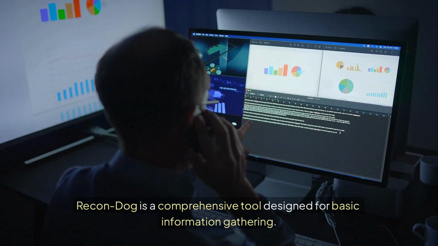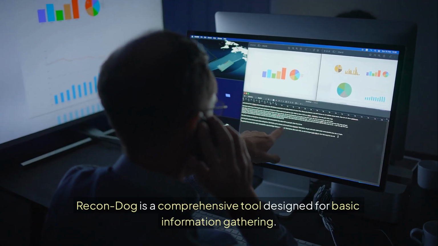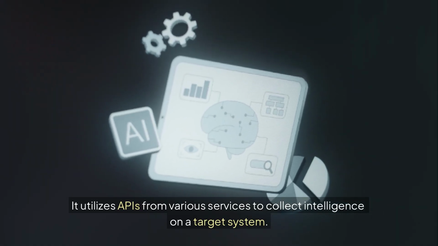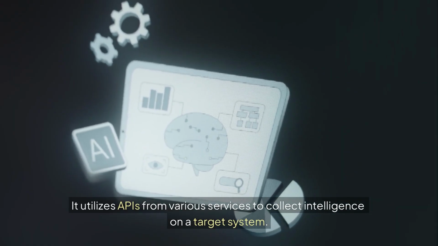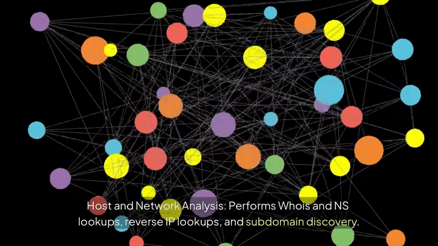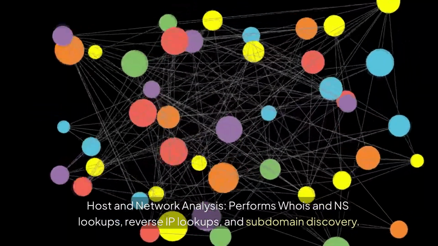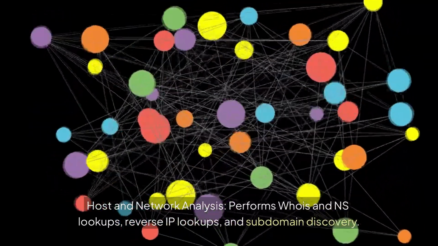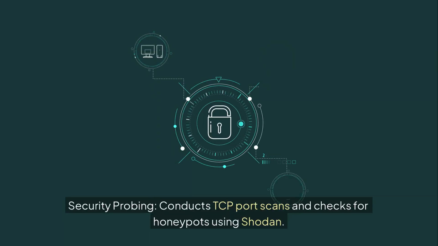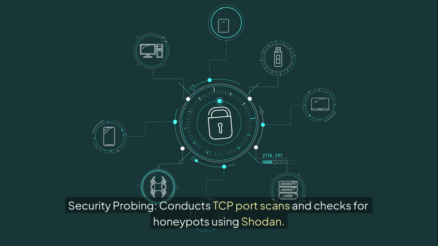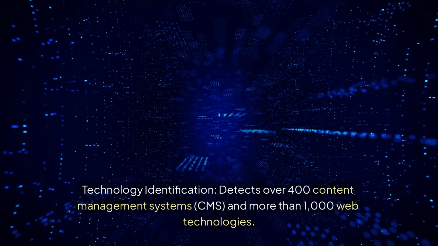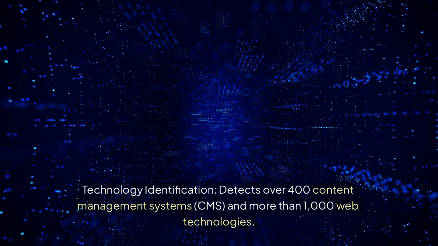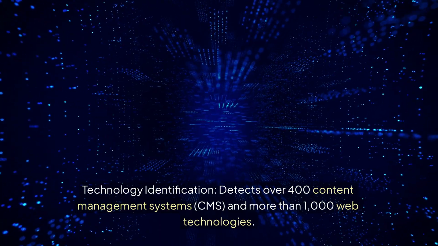ReconDog. ReconDog is a comprehensive tool designed for basic information gathering. It utilizes APIs from various services to collect intelligence on a target system. Its features include host and network analysis, which performs WHOIS and DNS lookups, reverse IP lookups, and subdomain discovery. Security probing: conducts TCP port scans and checks for honeypots using Shodan. Technology identification: detects over 400 content management systems (CMS) and more than 1,000 web technologies.